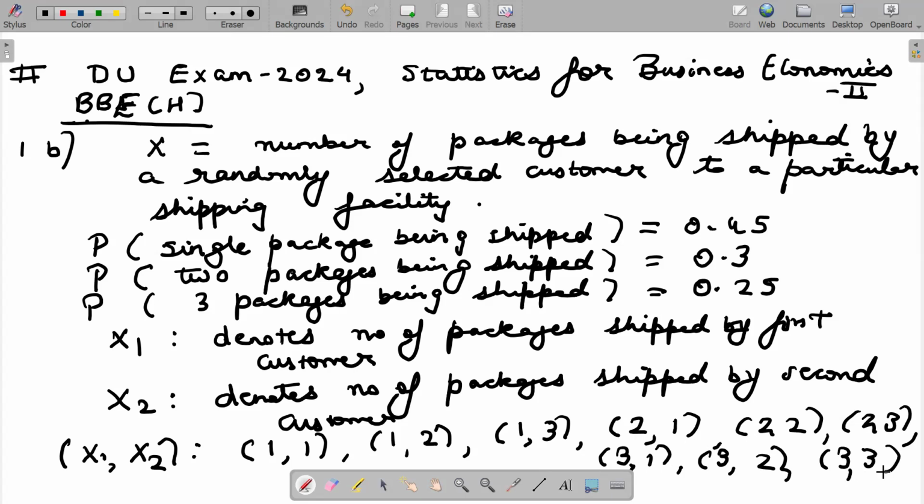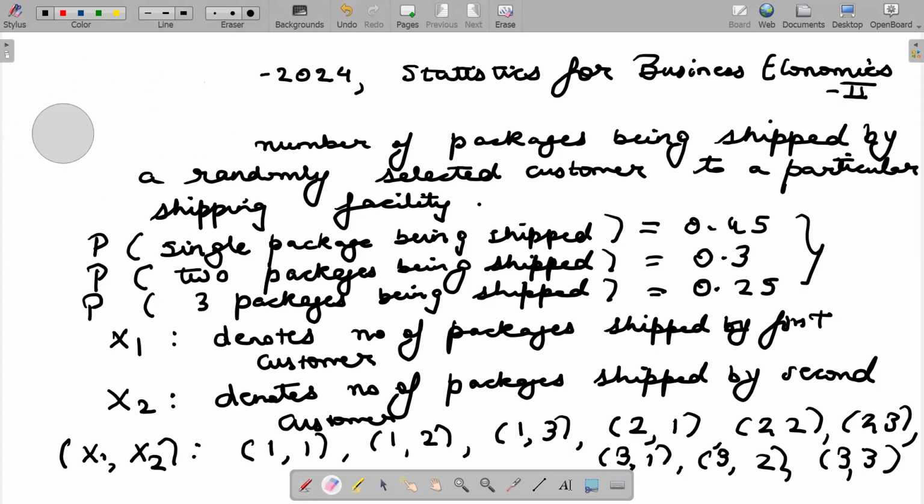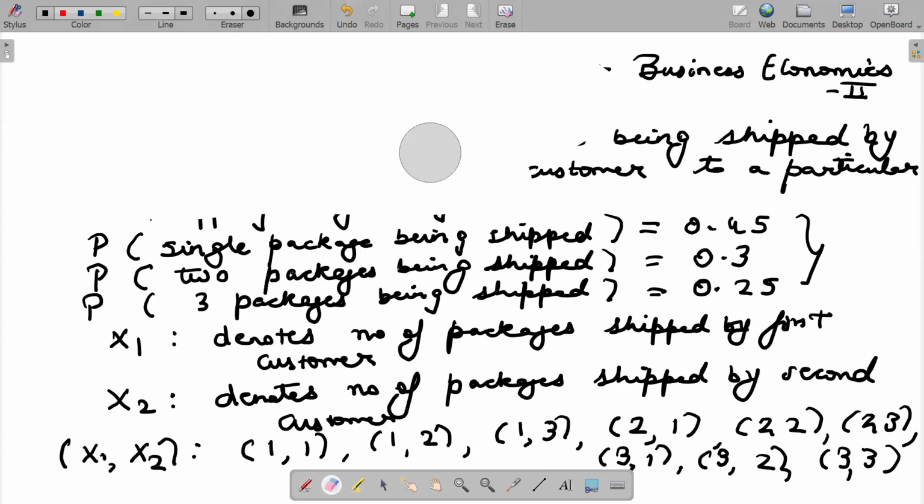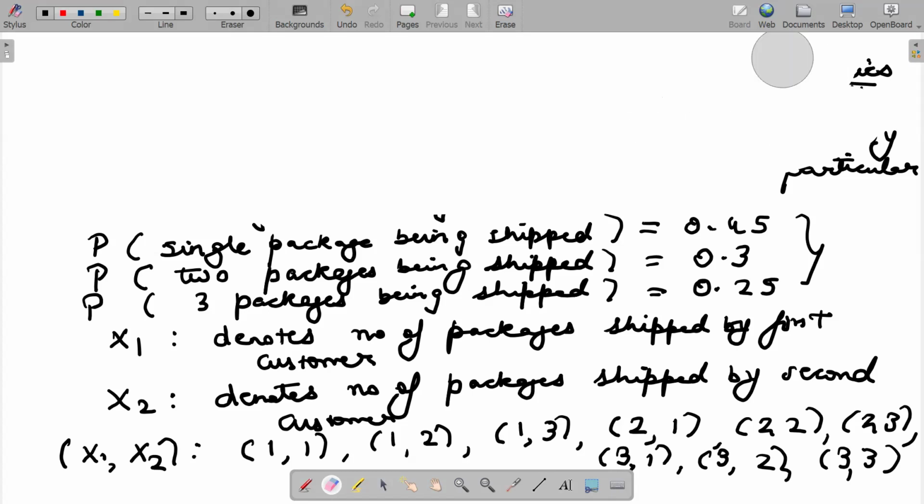And the corresponding probabilities are also there. So I can now come up with the sampling distribution table. Let me erase all this off now.